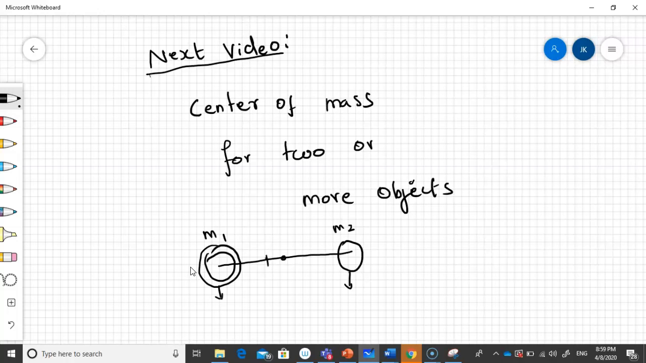So we have a formula to find the center of mass: the mass multiplied by the distance, divided by the total mass of the given objects.